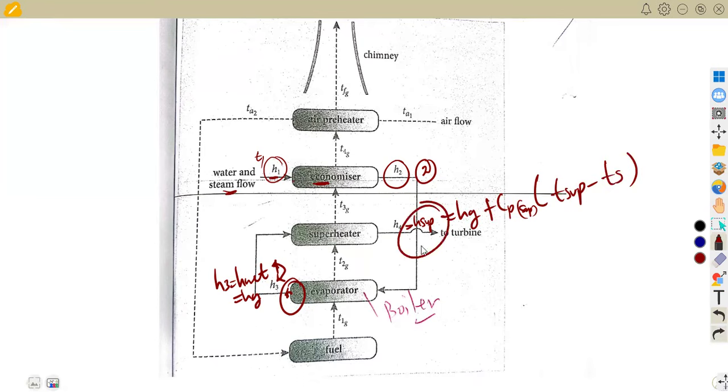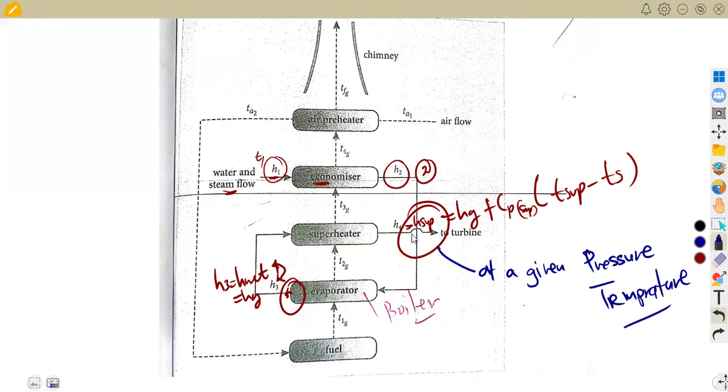Or we can have this at a given pressure. It can be found at a given pressure and temperature. They can give you a pressure and temperature, from which you can just take your H sup. Provided that this is not there, they will give you the information that corresponds to that.